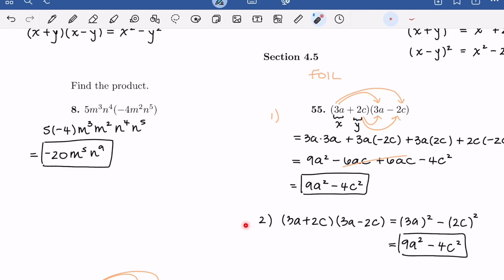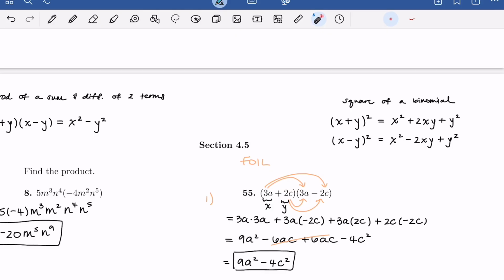Now notice, using either method, we're going to end up with the same answer, but recognizing this for what it is, that it's the product of the sum and difference of the same two terms, easily allows us to find this product without having to do this long-handed FOIL method. So this brings us to our next example, where we're going to be looking at these equations.